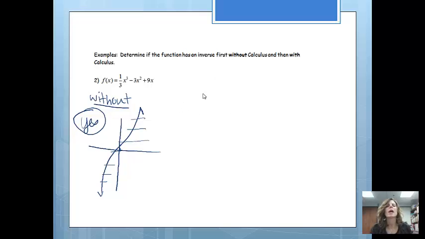Okay, so now let's use calculus. With calculus, we would like to show that this function is strictly monotonic by showing that the derivative will always be positive or always be negative.